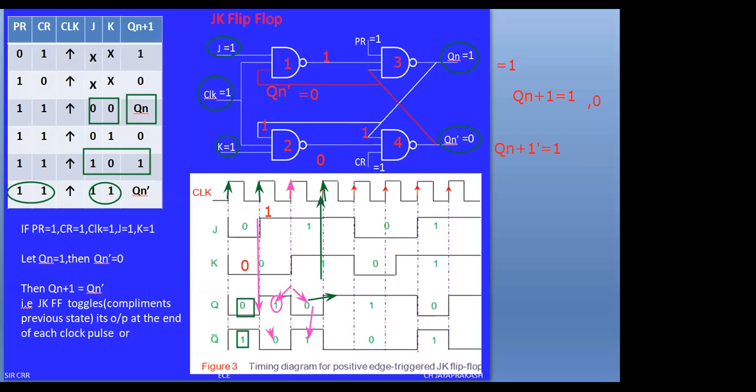Here we are getting the two conditions. Check the two conditions: what are the conditions when both are 1 1, and what are the conditions when both are 0 0.